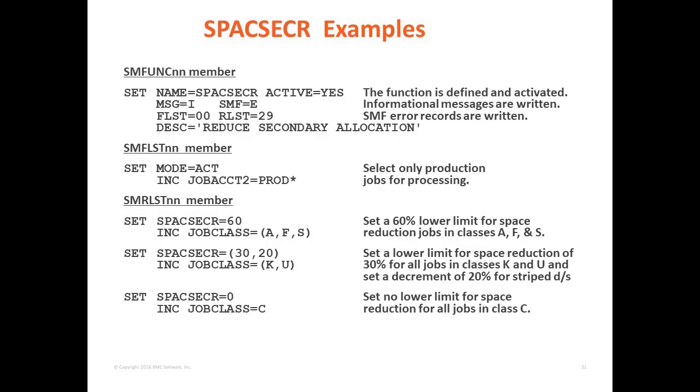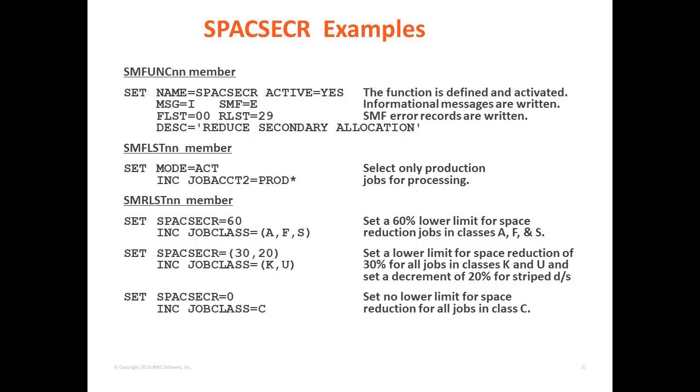The SM-Func set statement for SPACSECR is the same as our other examples. Only error messages go to SMF and other messages are displayed. Our F-list member suffix is 00, the R-list member suffix 29. For our F-list definitions of resources to consider, we will only do jobs with Job Act 2 values that start with prod. Our R-list member has 3 set statements.